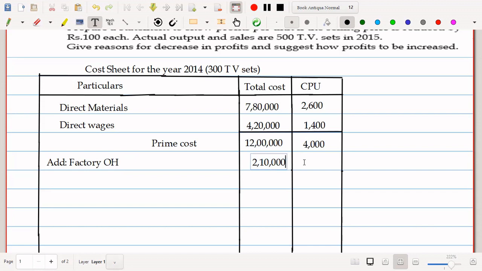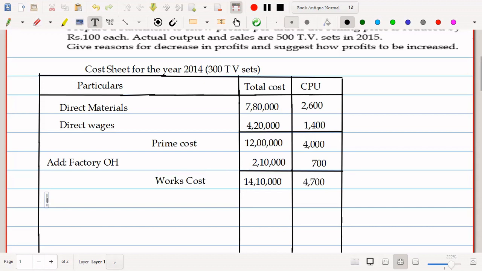So factory overhead is 2,10,000, this is for 300 TV sets. For one TV set it comes to 700. Let's add this. So this comes to, take out the calculator and check out the total now. This comes to 14,10,000. And per unit cost it is 4,700. What is this now? This is works cost.